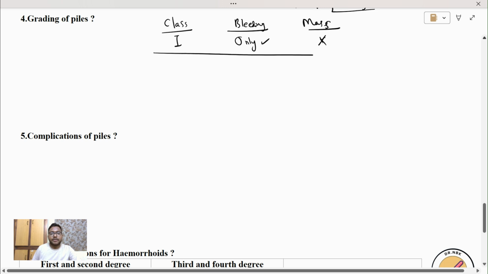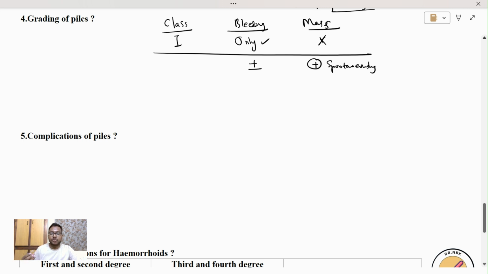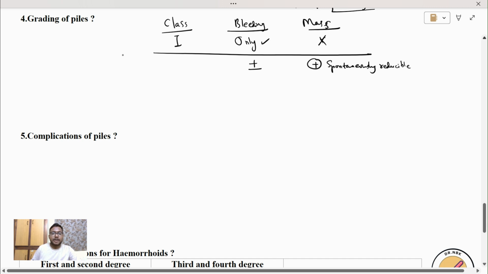This is your first class or grade 1 hemorrhoids. Next, bleeding may or may not be present. Mass is present but spontaneously reducible. The patient says, doctor, I feel something is coming out of the rectum whenever I am passing stools, and it goes inside on its own without any manipulation. So spontaneously reducible. That is class 2 or grade 2.